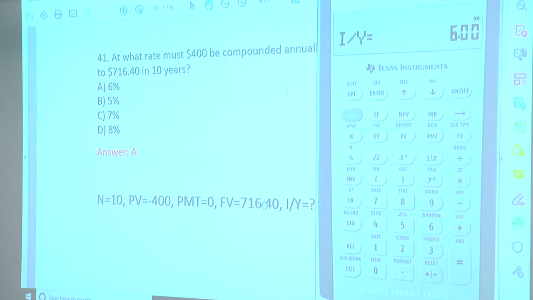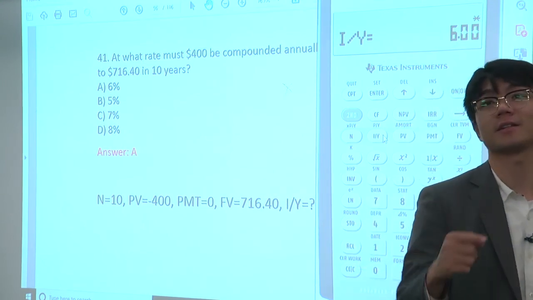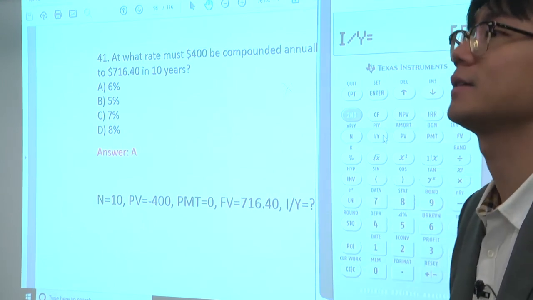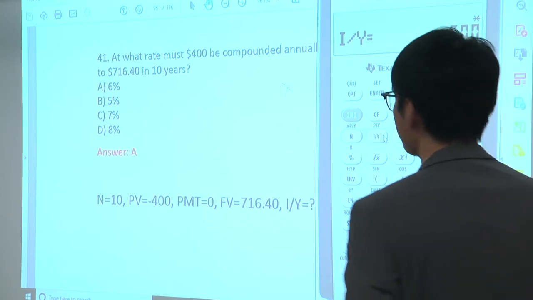Let me do it again. 10 years. $400, that's an outflow because you're saving it today to get it back in 10 years. 716.40 is your future value. 0 is the payment. Compute interest. 6%. Remember, when you read that 6%, there is a percentage sign. It's not 6. There's a 100 times difference there.